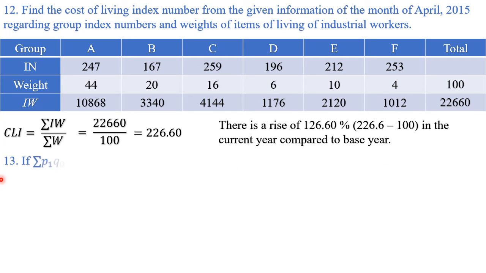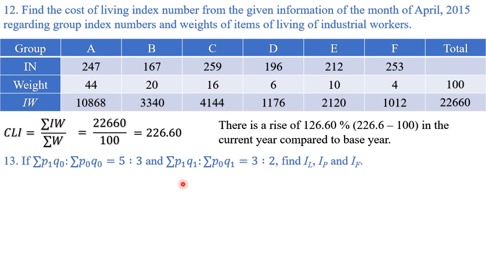The 13th number question: if summation P1 Q0 is to summation P0 Q0 is 5:3, and summation P1 Q1 is to summation P0 Q1 is 3:2, find Laspeyres, Paasche and Fisher's index number. Now you might be wondering how to solve these things, but we know one thing, that is "is to" can be written as divide by.